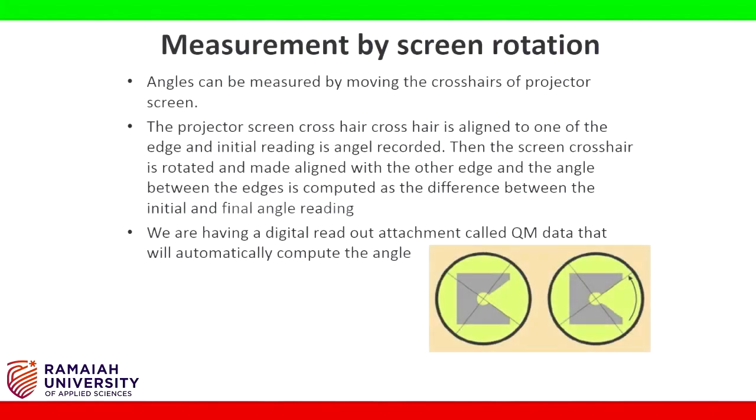Measurement by screen rotation. Angles can be measured by moving the crosshairs of the projector screen. The projector screen crosshair is aligned to one of the edges and the initial reading is recorded. Then the screen crosshair is rotated and aligned with the other edge, and the angle between the edges is computed as the difference between the initial and final angle readings. We have a digital readout attachment called QM Data that will automatically compute the angle.